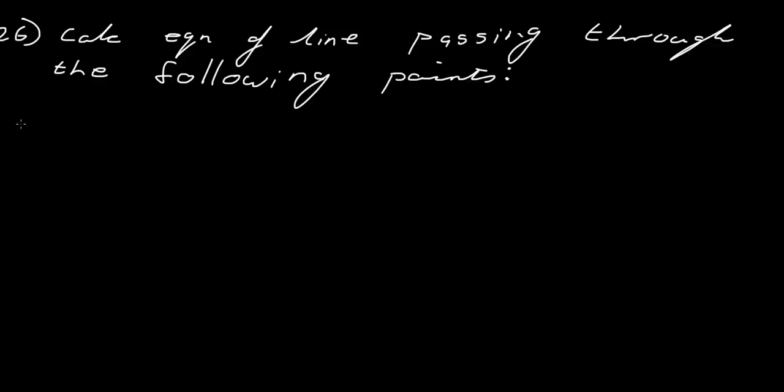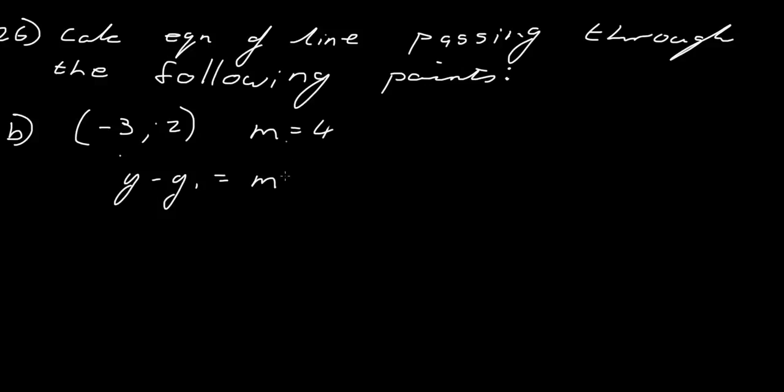Okay, so for 26, I'm going to do number B. They say it passes through the point minus 3 and 2 with m equal to 4. So we've got a point, we've got a gradient. What do we use? Point gradient form. y minus y1 equals m into x minus x1. Easy stuff. Substitute in m. We've got x1 there, we've got y1 there.